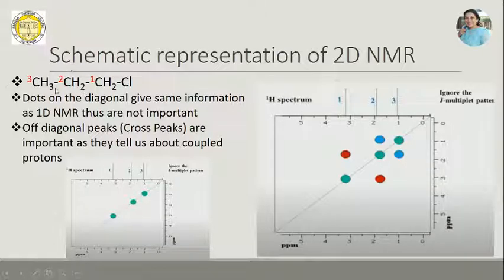That proton 2 is the central hydrogens. They are coupled with the hydrogens on carbon 1, and they are also coupled with the hydrogens on carbon 3. Here in this spectra, this is an incomplete 2D spectra. Here I have marked only the protons on the diagonal line.